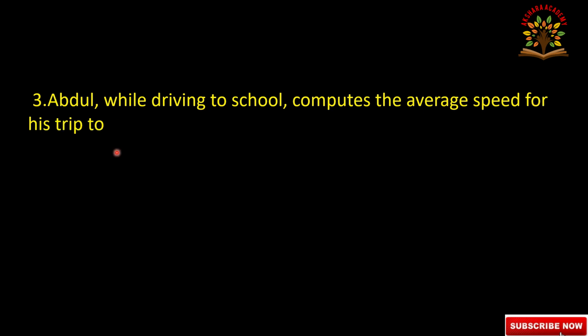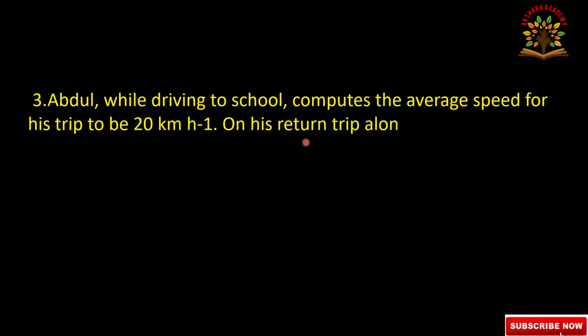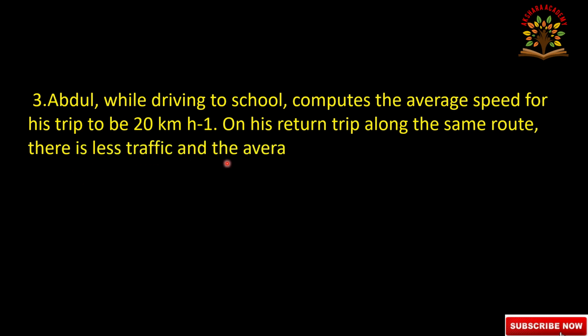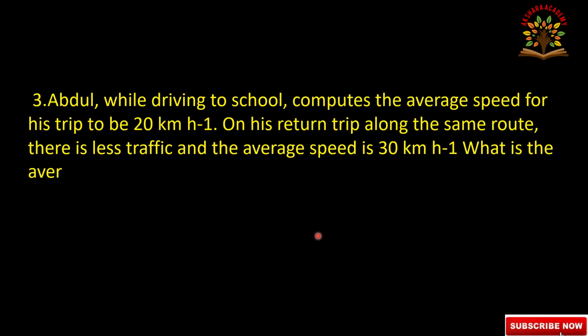Abdul, while driving to school, computes the average speed for his trip to be 20 km per hour. On his return trip along the same route, there is less traffic and the average speed is 30 kilometers per hour. What is the average speed for Abdul's trip? Now we are finding the average speed for Abdul's trip. Let us go to the solution.